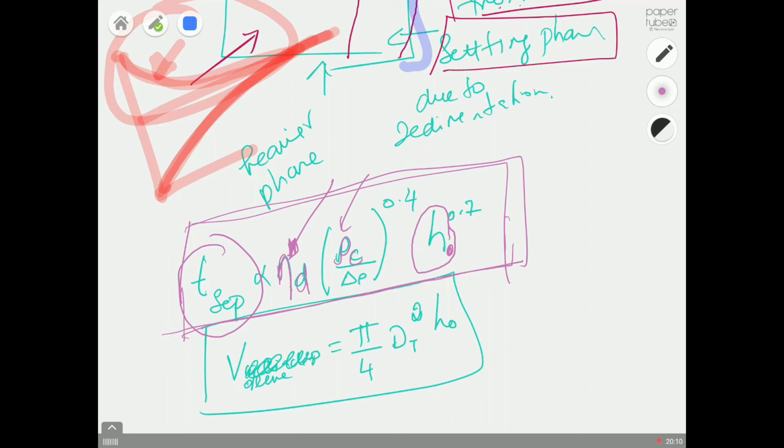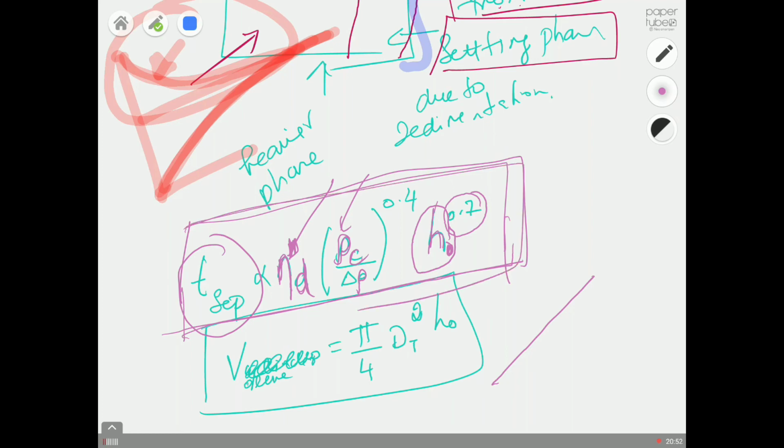The time of separation is proportional to the viscosity of your dispersed phase, the density of your continuous phase, the density difference between these two phases, and then multiplied by height. If you observe here, the time of separation is proportional to height, but not linearly. You have height raised to the power of 0.7. So it's not a linear relation. Keep these things in your mind. That's the relationship you need.